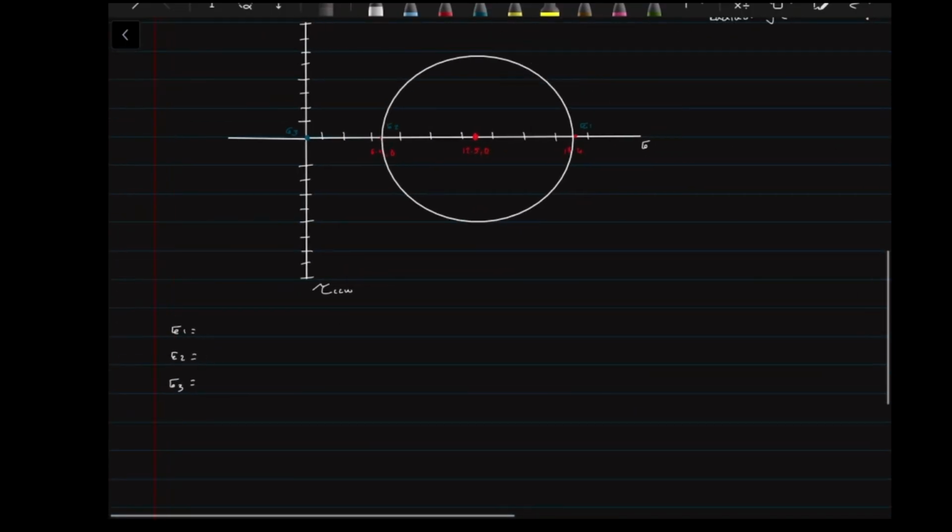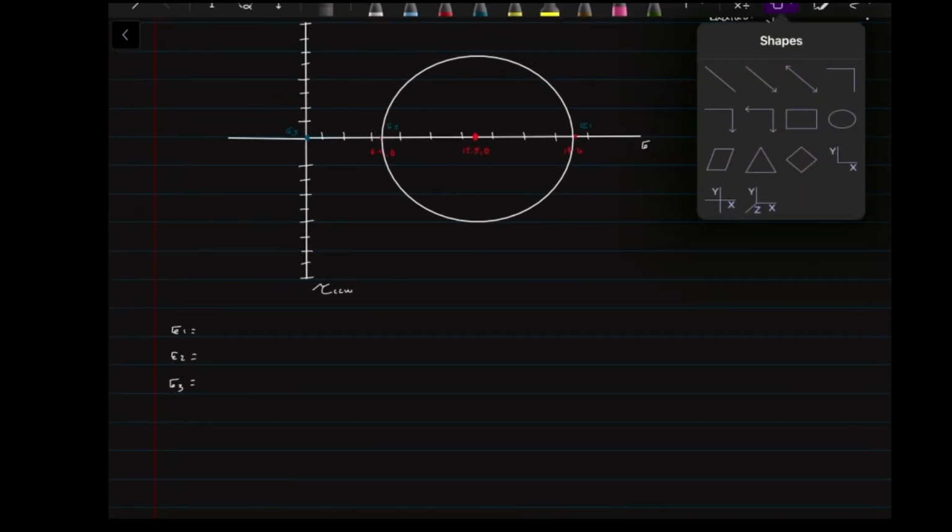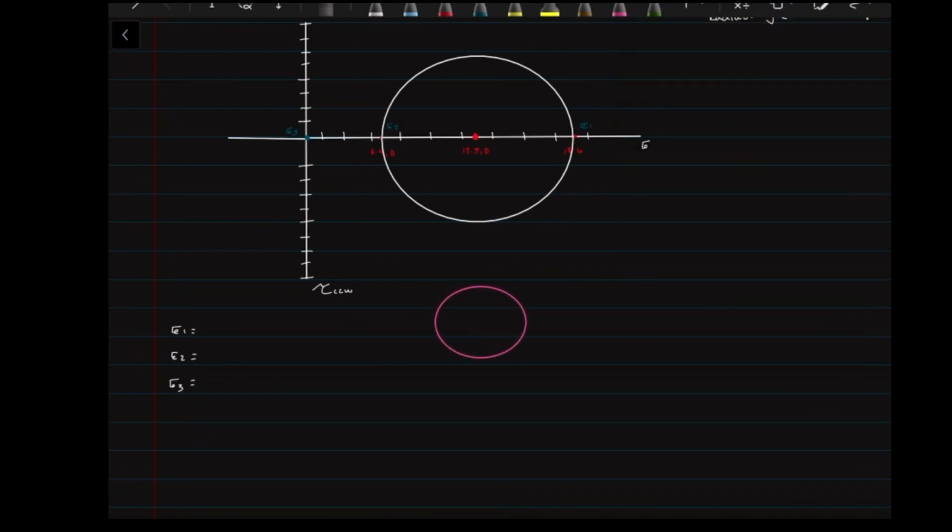So let's draw another circle. I'm going to do it in pink because I love pink. It's a very nice color. I have dated lots of women who have made very nice dresses and worn very nice dresses in pink. I'll tell you, they're very nice.